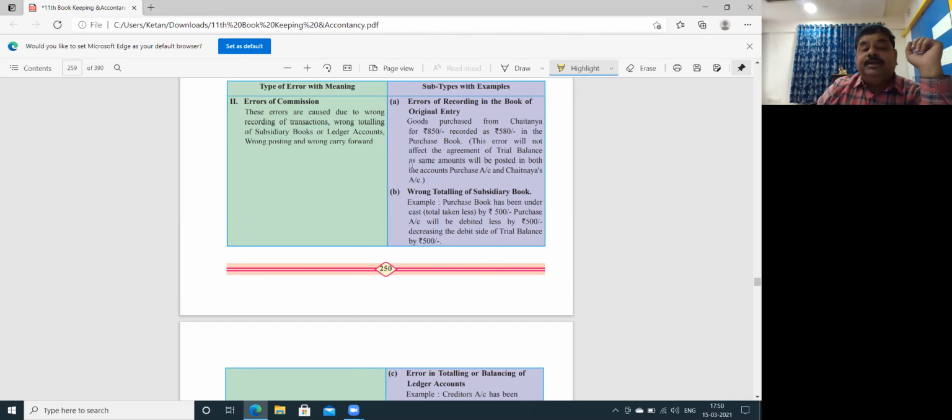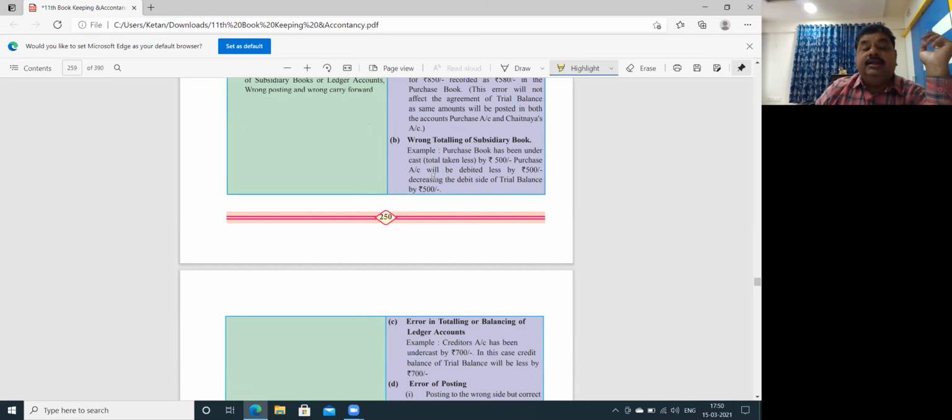Wrong totaling of subsidiary books. For example, purchase book has been under casting. That is the total taken less 500. Purchase account will be debited less by rupees 500, decreasing the debit side of the trial balance by rupees 500. Now, how to rectify? परचेज को डेबिट कम मिला है, दे दो वापिस उसको डेबिट. और क्या करना है?